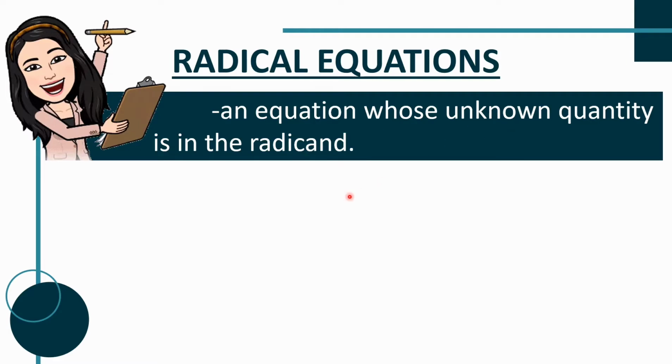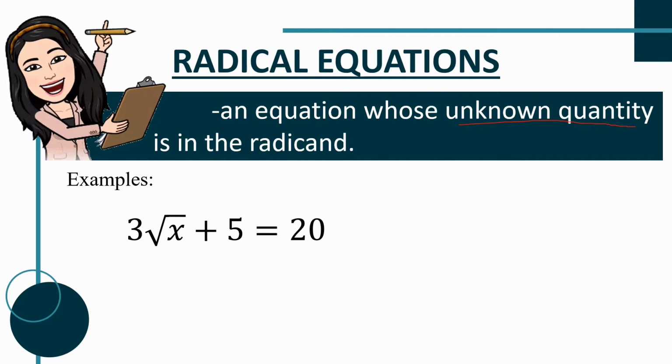So when we say unknown quantity, we are talking about the variables. Okay? The variable or the unknown quantity is in the radicand. So therefore, it is inside the radical symbol. To make it a radical equation, the unknown quantity or the variable should be the radicand of our radical expressions. Did you understand? Okay, let's have this example.